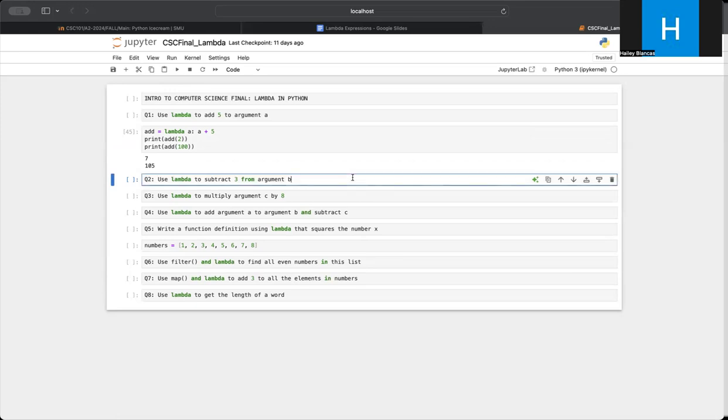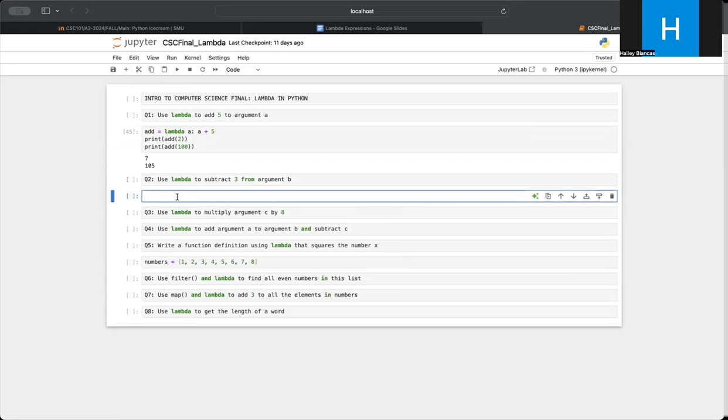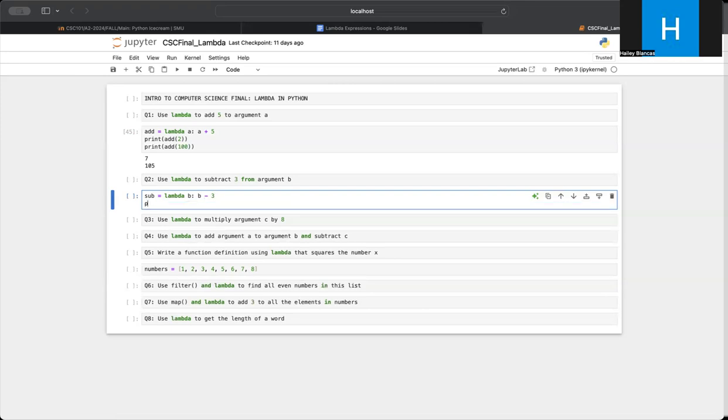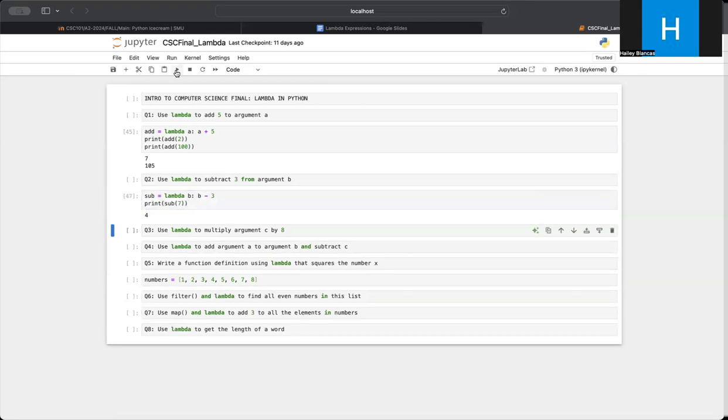Question 2. Use Lambda to subtract 3 from argument b. We'll call this function sub to represent the word subtract. Then we're going to write Lambda b, because b is our argument. Then b minus 3. We're subtracting 3 from b. Once again, we'll write print, this time sub, and we'll let b equal 7. Seven minus 3 is equal to 4, so we know this function ran correctly.